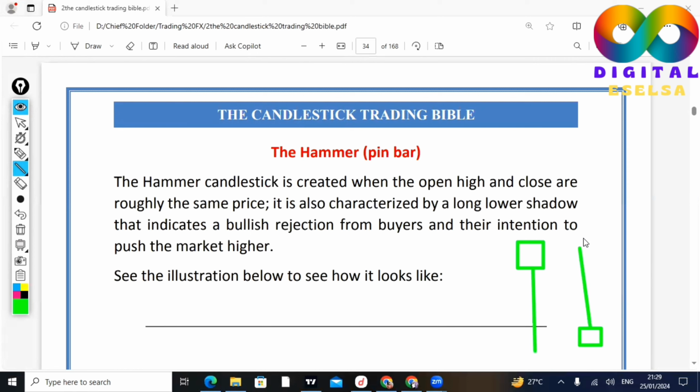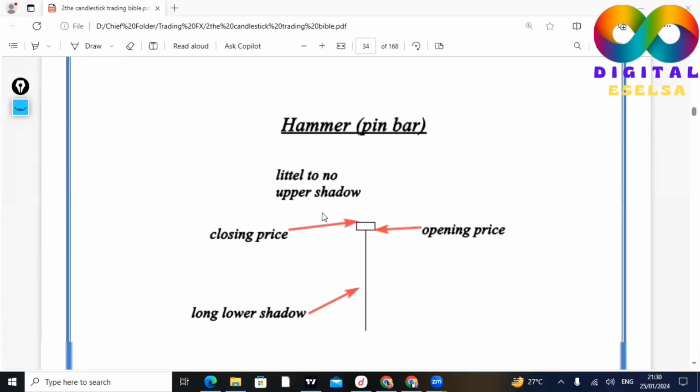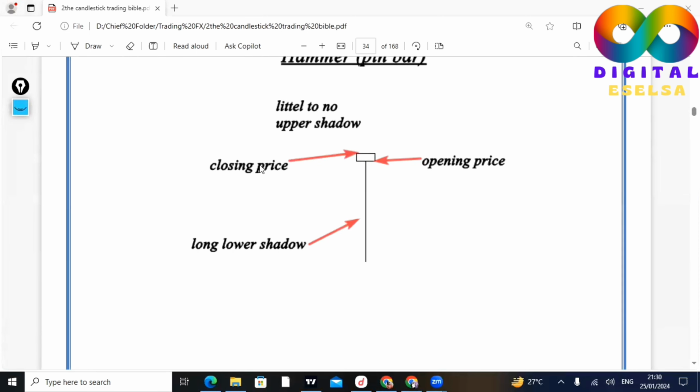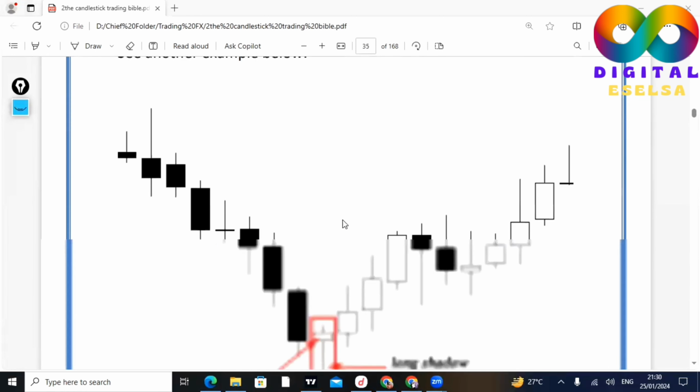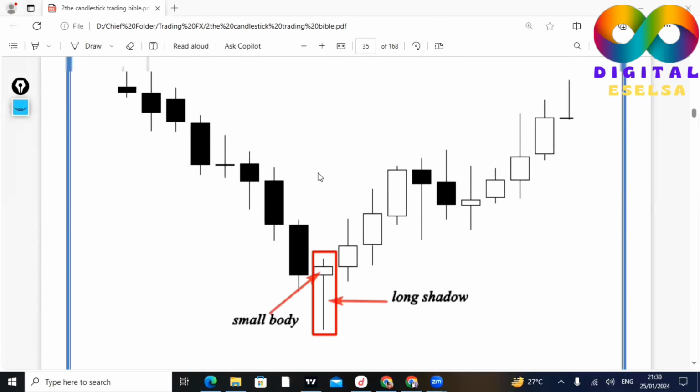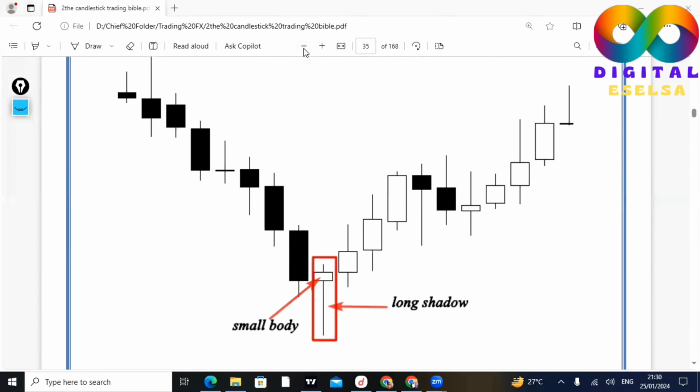So this pin bar is also called the hammer. Hope you can see it. This is the hammer, the pin bar. Look at the closing price and look at the opening price. Look at the long lower shadow. Are you seeing now? The sellers are pushing the market down.